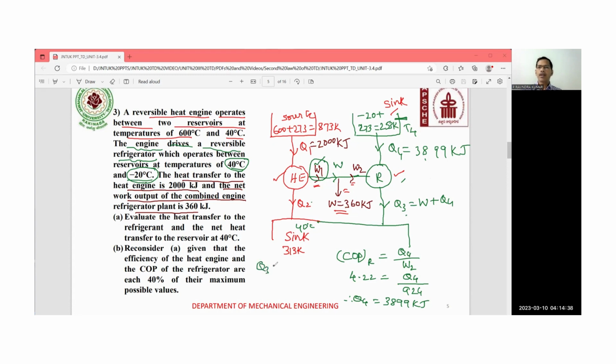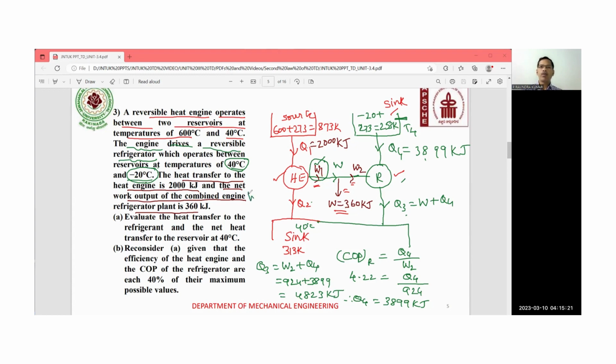Q3 is equal to W2 plus Q4. W2 is 924, and Q4 is 3899. So you will get the Q3 value as 4823 kilojoules. Then come to here, you know the W1, you know the Q1 value.